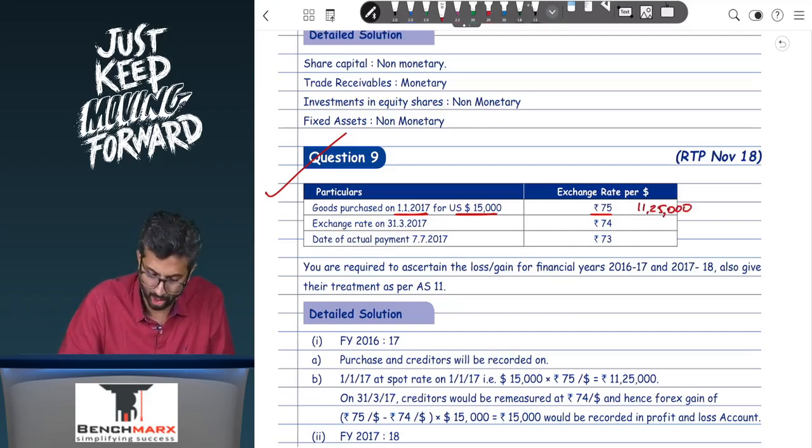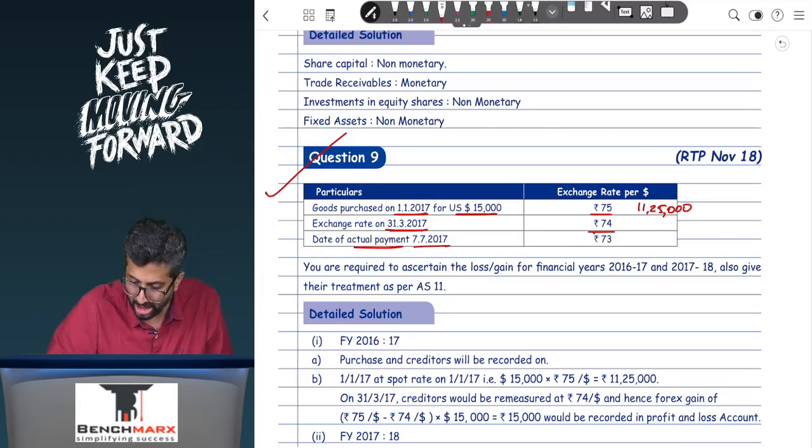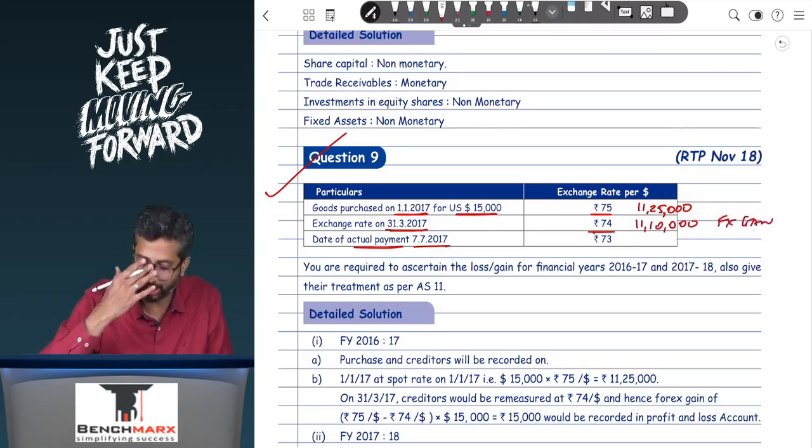If this is purchased on credit, exchange rate on 31st March 17 and date of actual payment is 7th of July 17. So I have to remeasure this at 74, and hence if I take $15,000 into 74, my liability will come to only 11 lakh 10,000, and hence there would be an FX gain of how much? 1 rupee per dollar into 15,000, and hence there will be a 15,000 rupee gain.